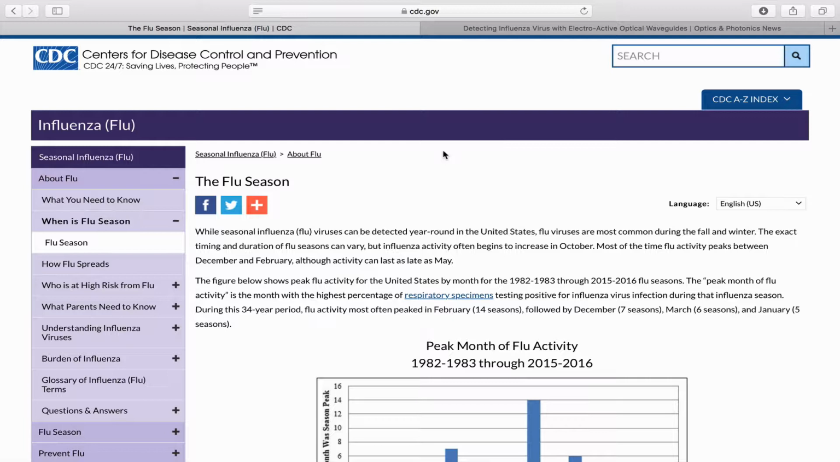Now, with the drop in temperature, we usually see a rise in the influenza or flu virus during this time of year. Since the flu is contagious, it can be spread via coughing, sneezing, or being in direct contact with something that has the virus on it.